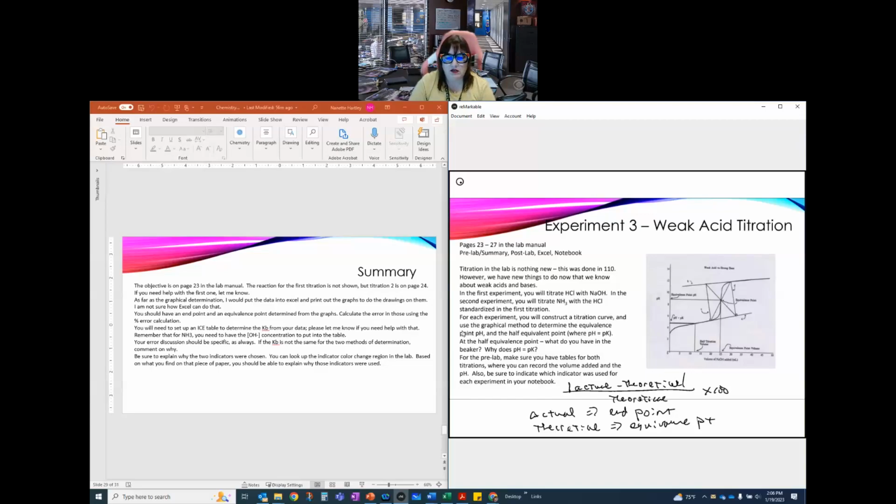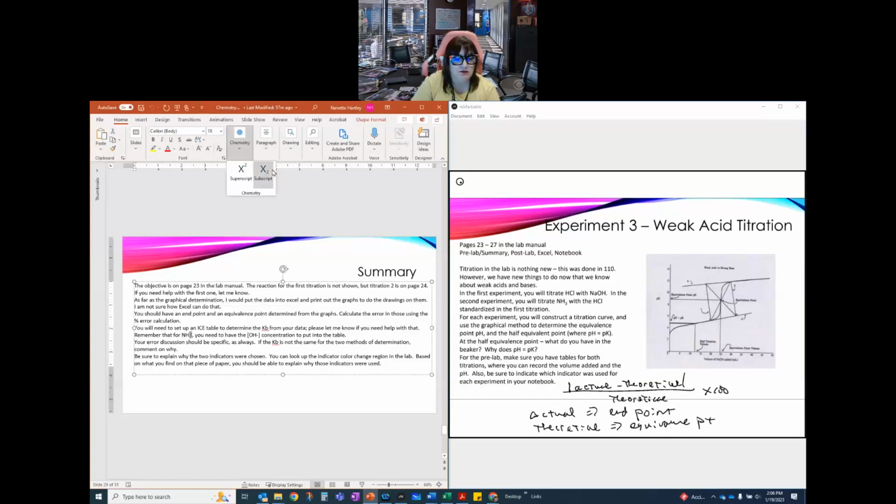Make sure that you record which indicator was used, and it does say for both of them. So you should see that percent error calculation. You'll need to set up an ICE table to determine the KB from your data. Now, all I'm going to say at this point is that you need to do that. That is something that you're going to need to be able to do. And when you're doing the NH3 titration, you'll have to have the OH minus concentration put in that table, not the H3O plus, even though that's something you're going to be able to measure. So you won't be able to directly measure the OH, but you will be able to directly measure the H.